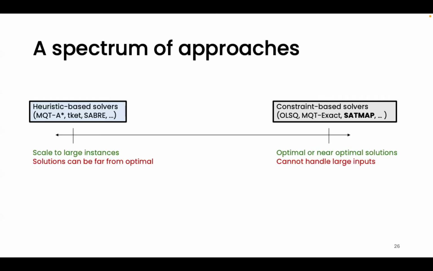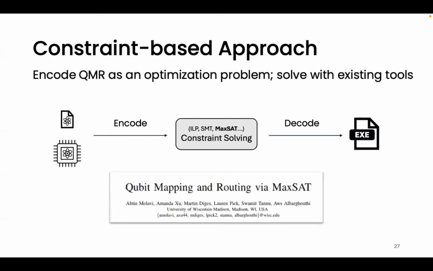And on the other hand, there are constraint-based approaches that can provide an optimal solution, or maybe optimal up to some precise restriction of the search space, but they eventually run into scaling issues. They can't handle these very large inputs. So this is the trade-off that you have to make. In particular, I'm going to be talking in detail about a constraint-based approach. It's some of our prior work, where we encode the qubit mapping and routing problem as an instance of MaxSAT. This is one example of something that you could use. Other tools have used SMT or integer linear programming, but we use MaxSAT.